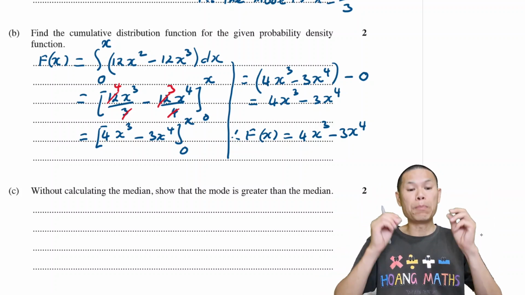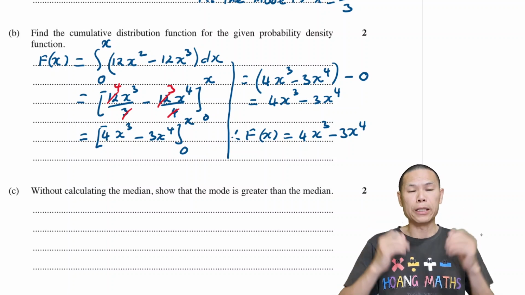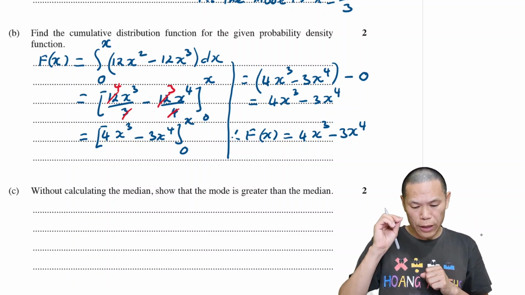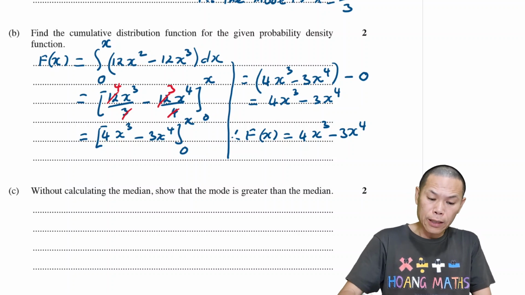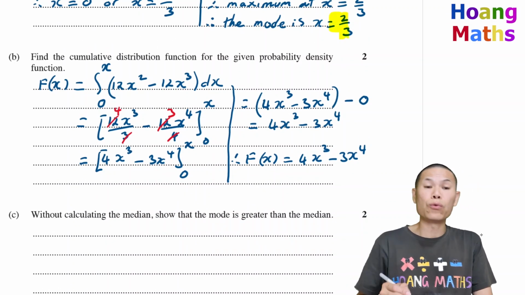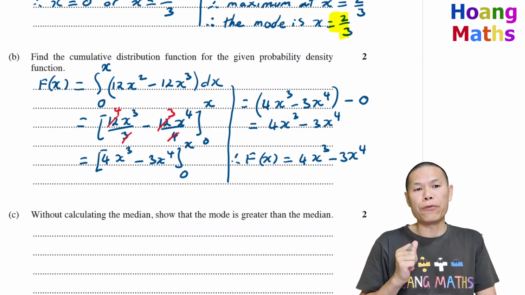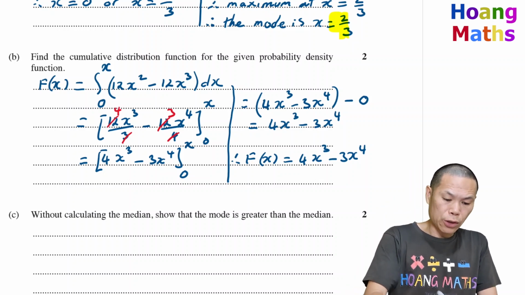Part C. Without calculating the median, show that the mode is greater than the median. To do this, we just need to find the probability of x that is less than the mode first. So that is less than 2/3. It should give us greater than 0.5, because 0.5 is the median. Remember that, okay? So now just to work this out.